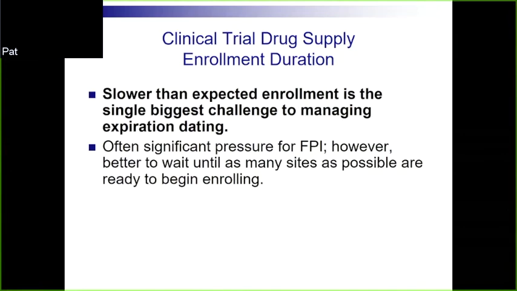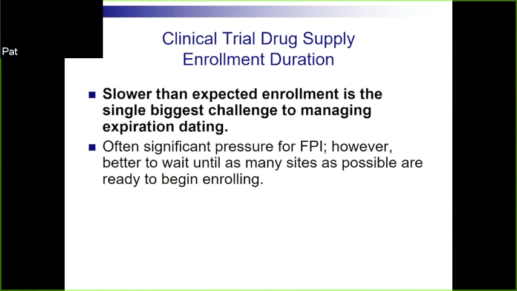And not to beat a dead horse here, but if the enrollment duration is slower than expected, and it often is, it really complicates the expiration and managing the shelf life. We're right now handling between 15 and 20 studies, and I would say 90% of them are experiencing slower than expected enrollment. It's just very, very optimistic when the studies are in the planning phases and getting ready to submit that application for funding, or the grant application.